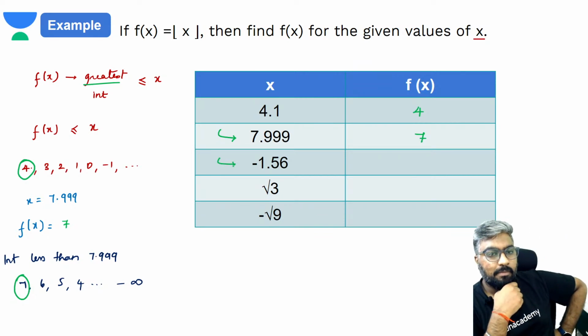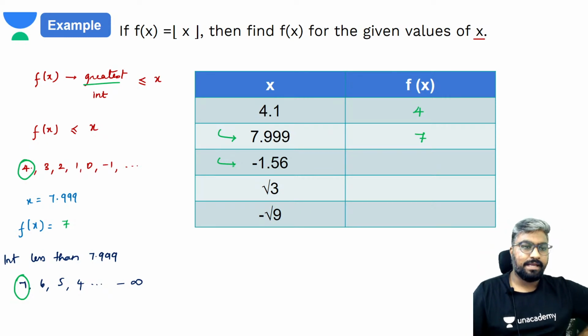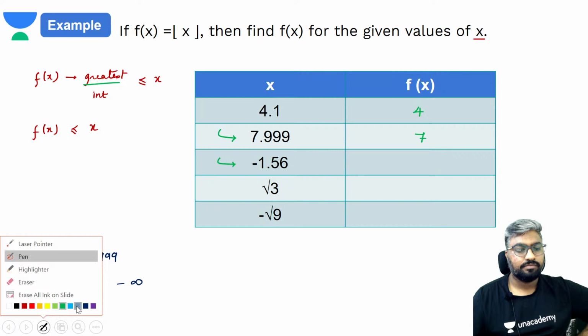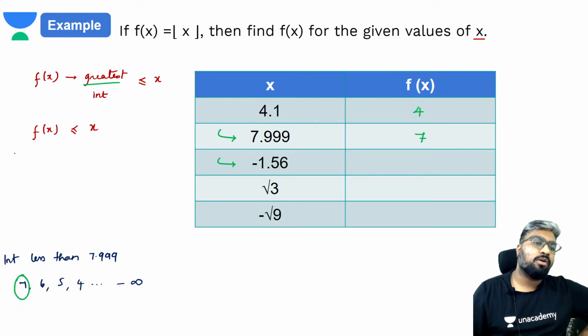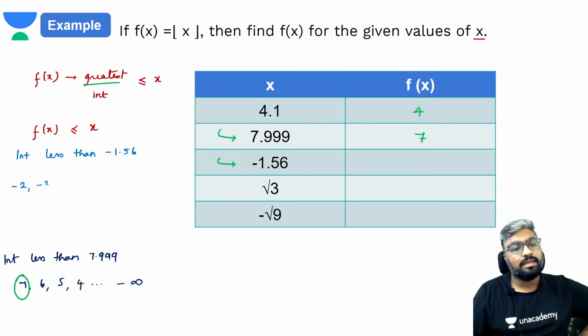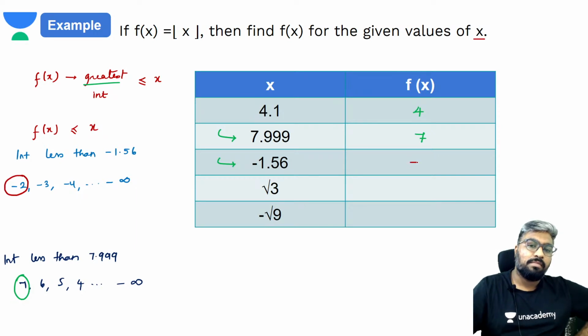-1.56. Quickly try this. -1.56. क्या होगा इसका आंसर? -1, -2. ध्यान में रखो, we want values, integers less than -1.56. Less than -1 क्या है? -2, -3, -4 नेगेटिव इन्फिनिटी तक. तो इनमें से सबसे बड़ा वैल्यू क्या है? -2. तो सर आंसर -2, नॉट -1.